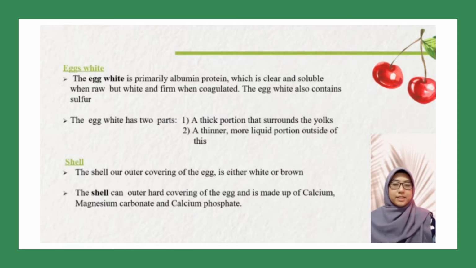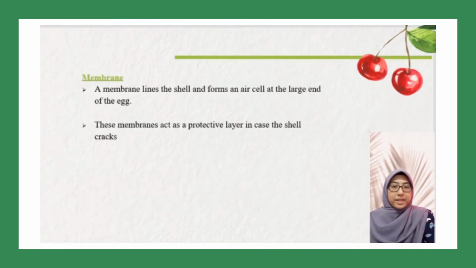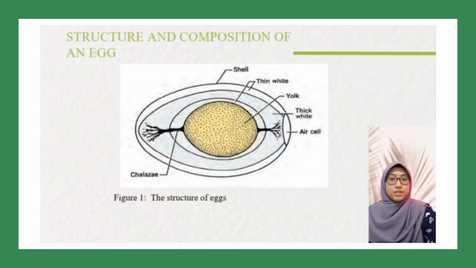For the shell is the outer hard covering of the egg and is made up of the calcium magnesium carbonate and calcium phosphate. Membrane. The function of the membrane. Membrane lines the shell and form an air cell at the large end of the egg. This membrane acts as a protective layer in the case the shell crack. So let me move to the structure and composition of an egg. This is the structure of an egg that can be seen that have shell, thin white, yolk, thick white, air cell and chalazae.